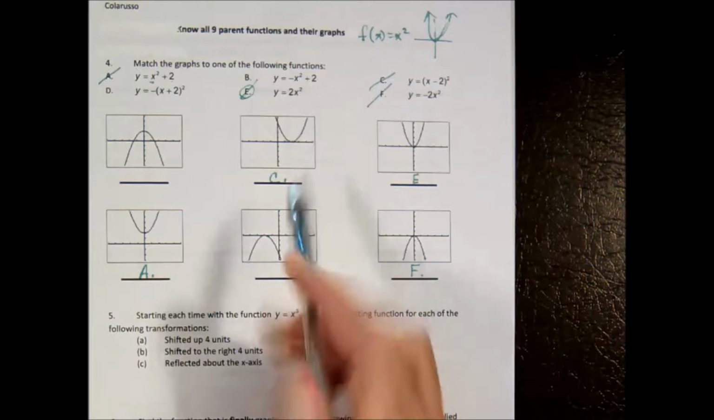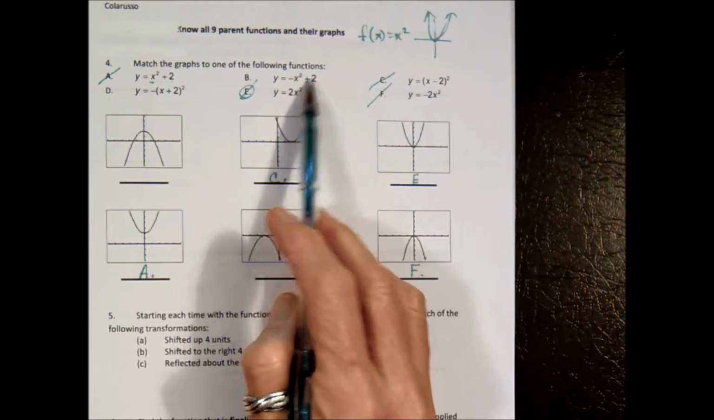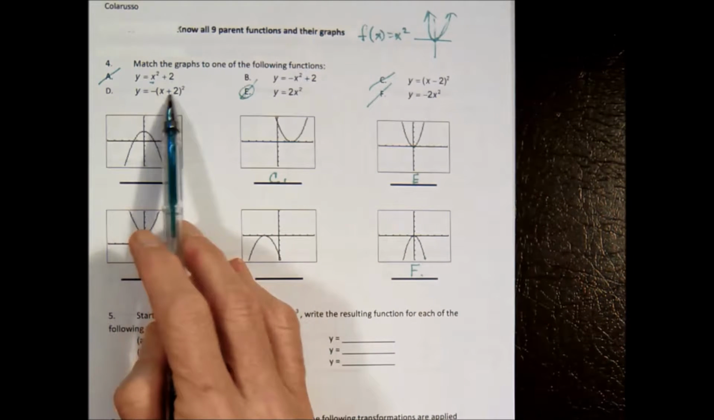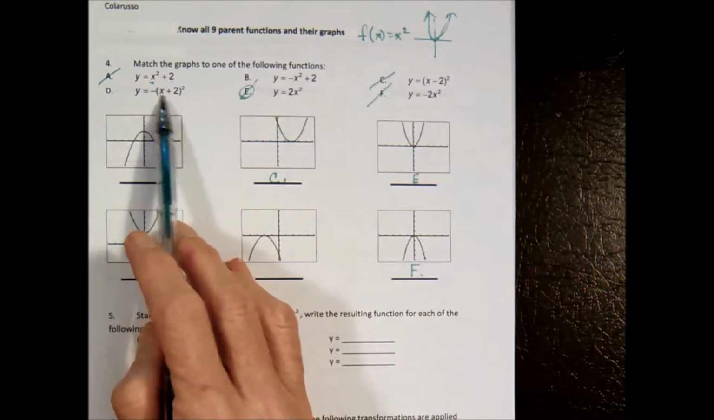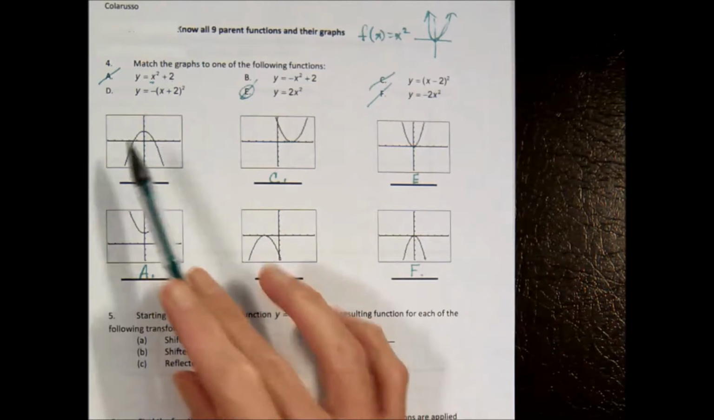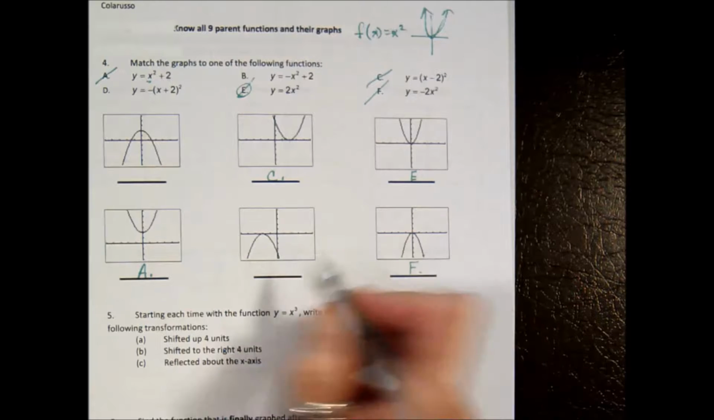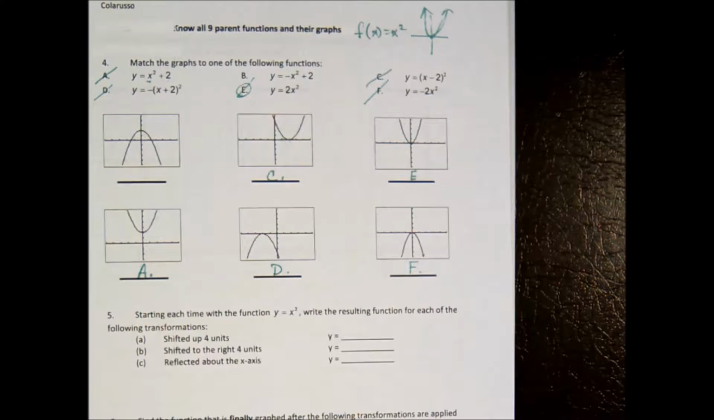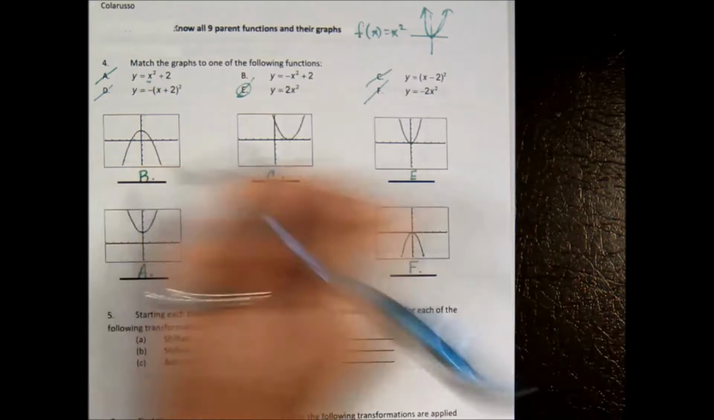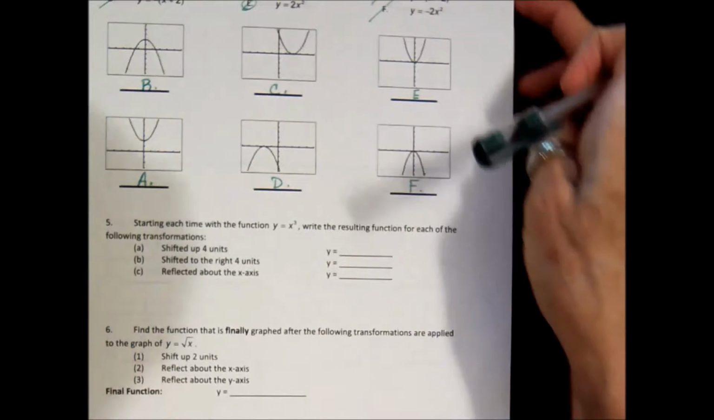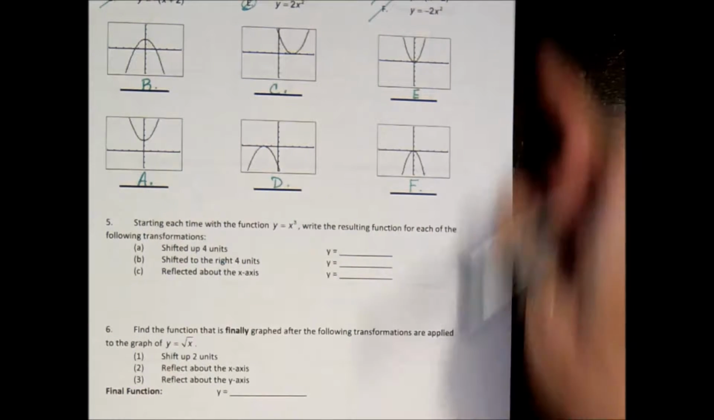So we have a negative x squared and then plus 2, and then we have negative x plus 2 squared. Well, because this plus 2 is inside, I know that one means it's been moved to the left. So it's pretty easy to see that of the 2 that are left, the only one that's been moved to the left is this one. So you notice what I'm doing is by process of elimination, I am matching them all, and that finally means this one has to be B. So that's the way you go about working one of those matching problems, and you will have one like that.